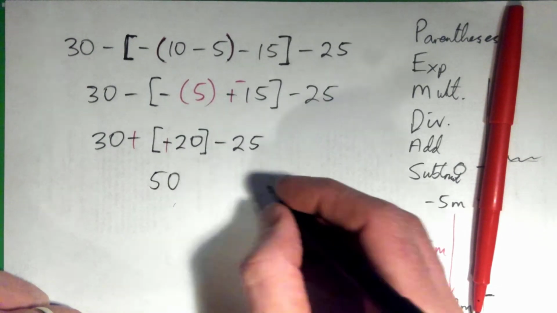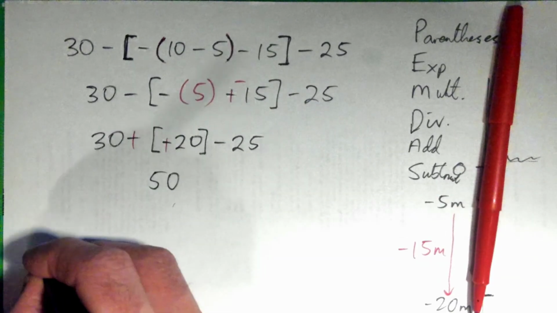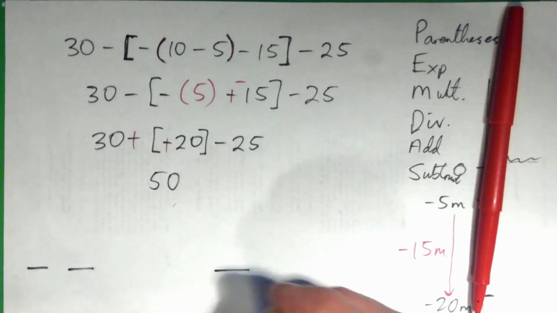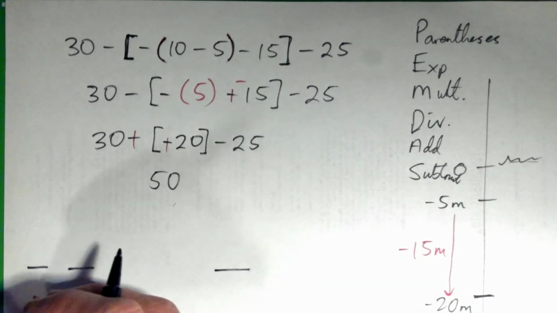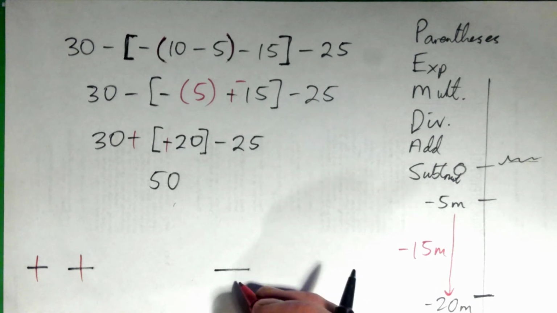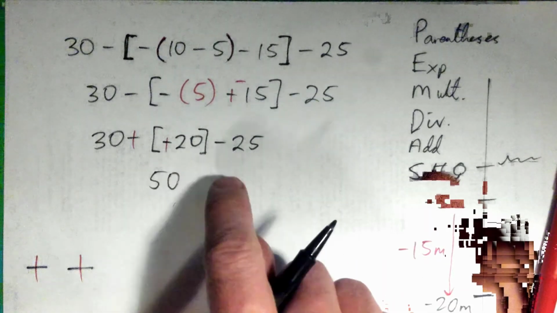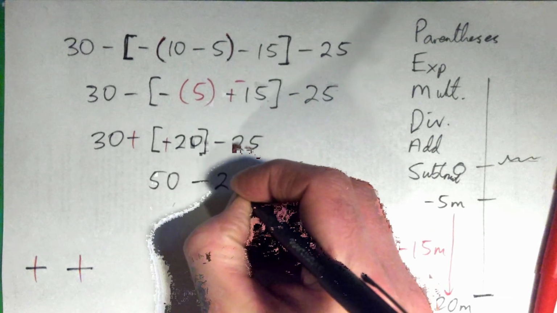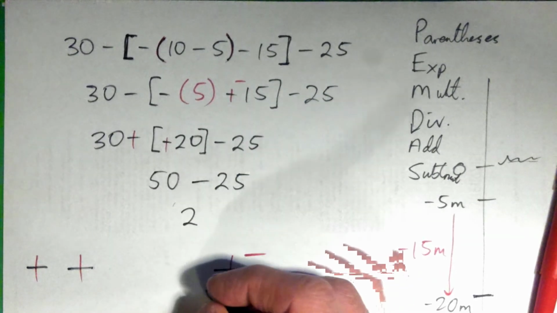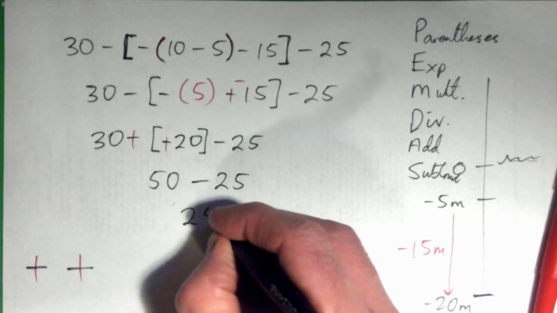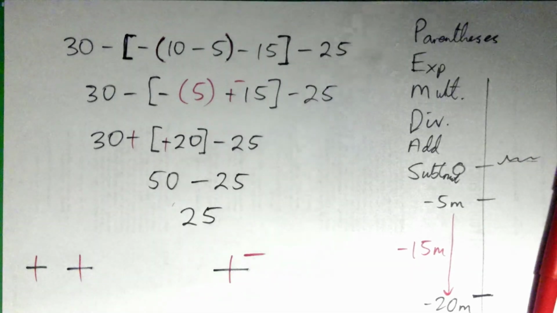So the rule of thumb is when you've got negative, negative, you can change that to plus, plus. When you've got subtract, you can turn it into plus negative, right? So we have 50 minus 25, and so the answer is 20. Right, cool. That's that.